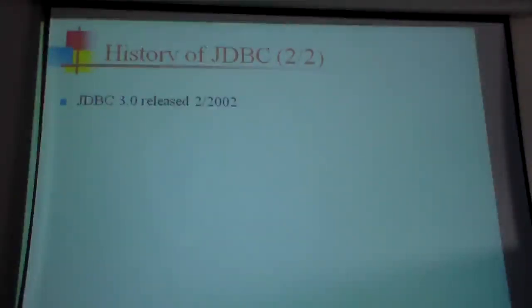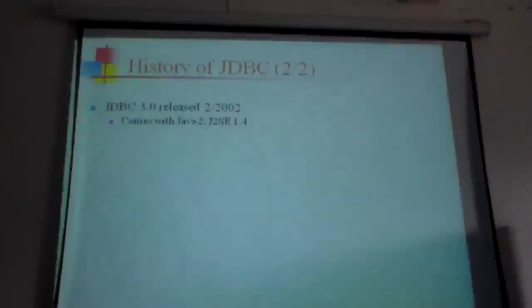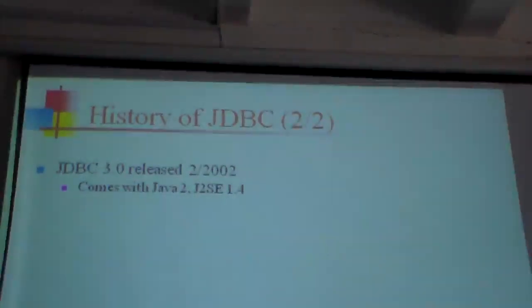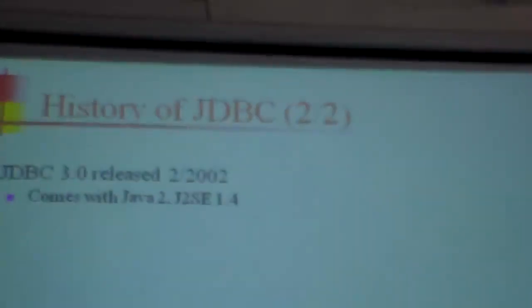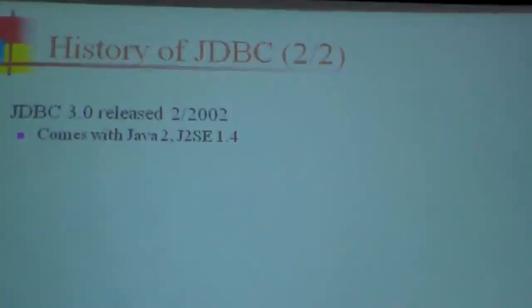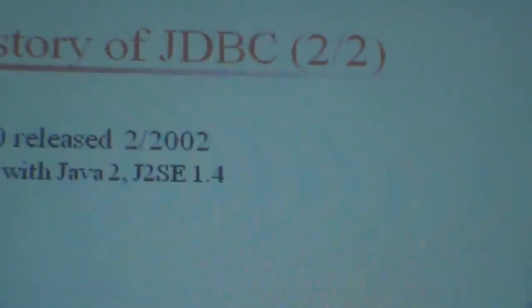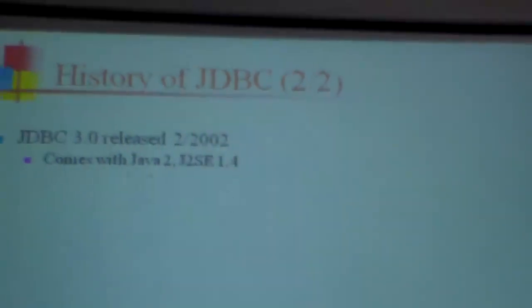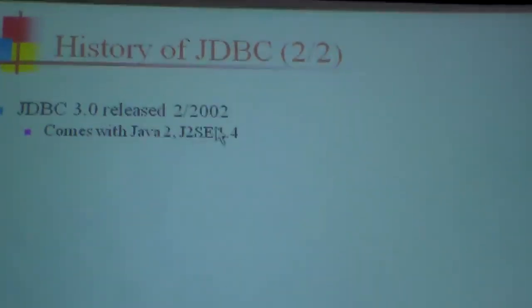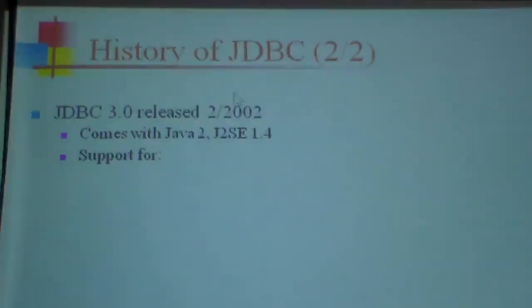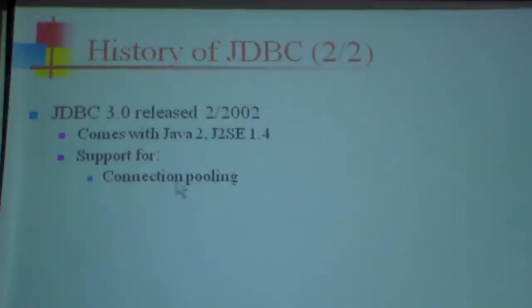We see in version 3, which was released in 2002, it came with Java 2 SE 1.4. SE, what can we say SE? Standard Edition. This is the new version. I mean, if there is something new, it comes with this version, Java 2 Standard Edition 1.4. Okay, it supports what? Support for connection pooling.